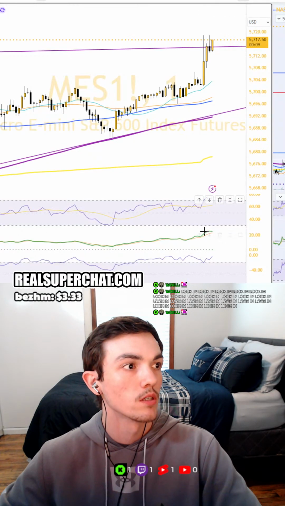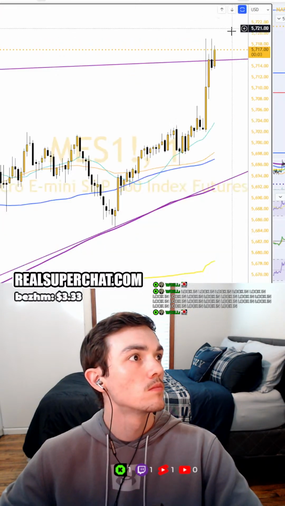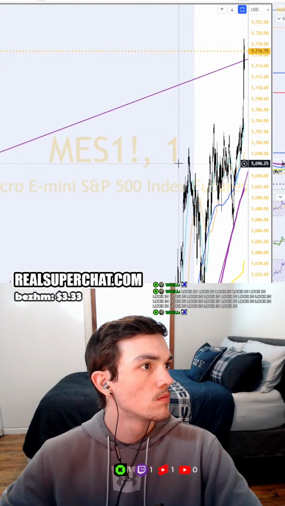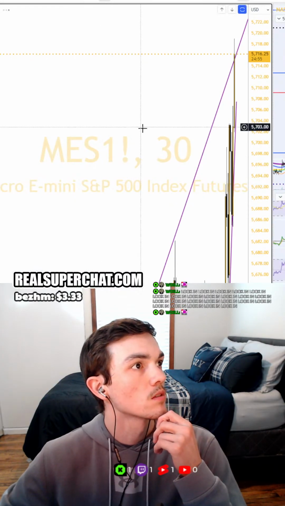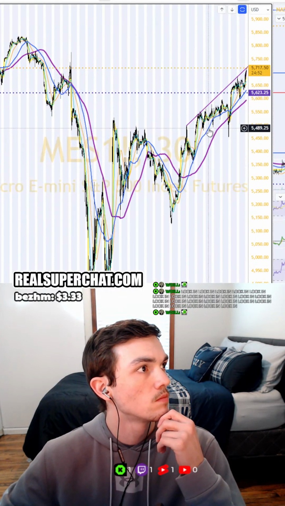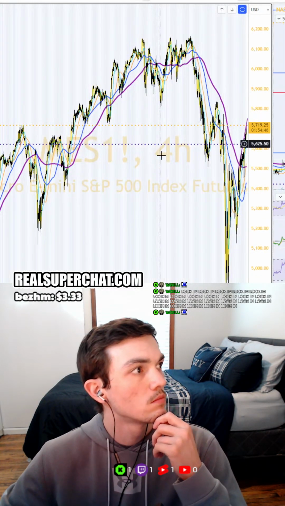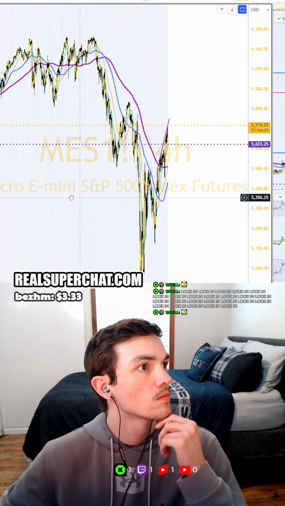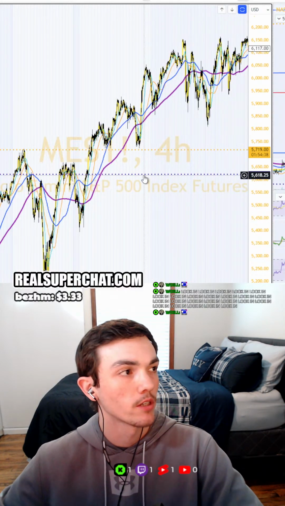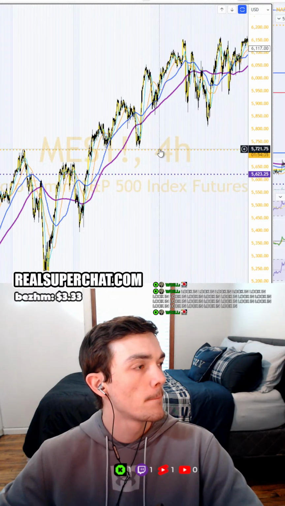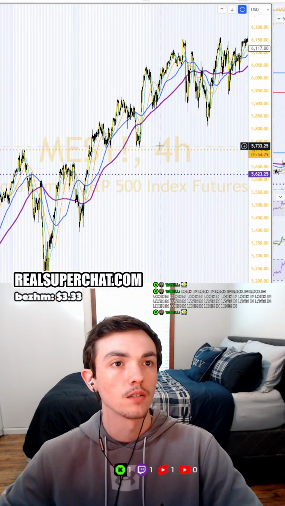RSI is overextended a little bit. It can go a lot more though. It can go a lot more. It's above this trend line now. Okay, it's at pretty heavy resistance right here. The ES, that is.